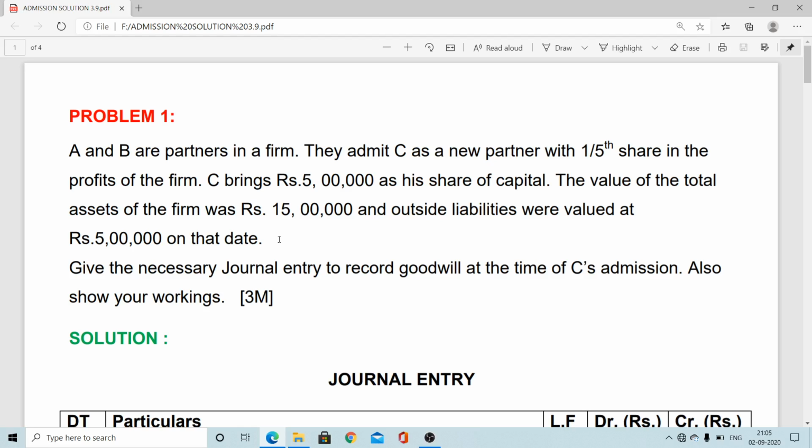and on the basis of the incoming partner's contribution, we have to take the difference between new capital as well as old capital. If the new capital coming is more than the old capital, then that difference will be considered as goodwill. So indirectly, it means that the incoming partner is asked to pay more capital.